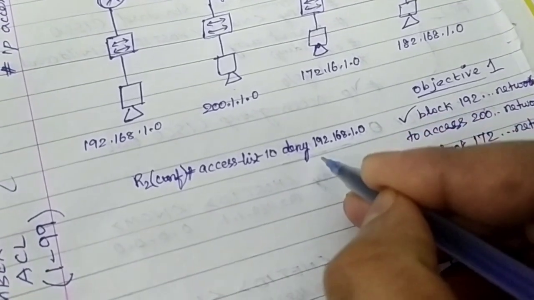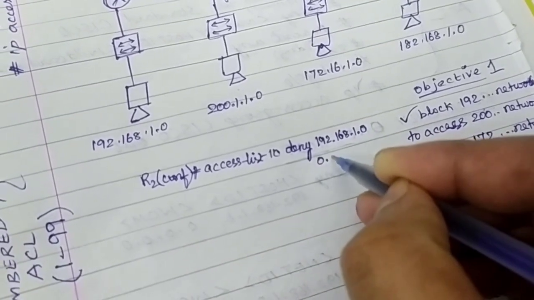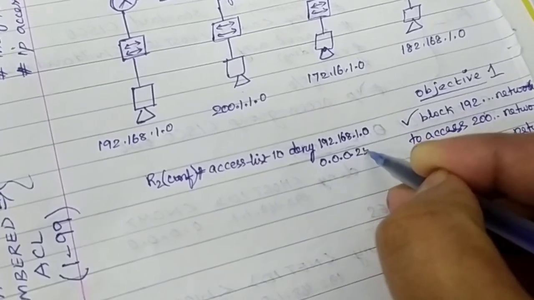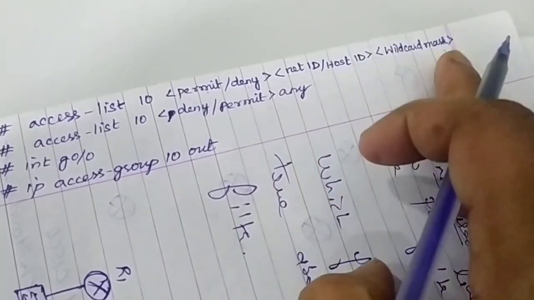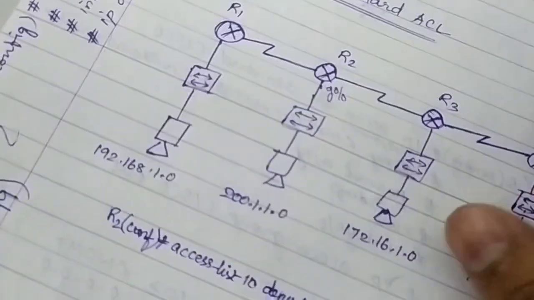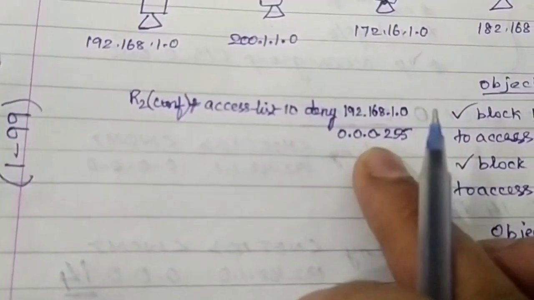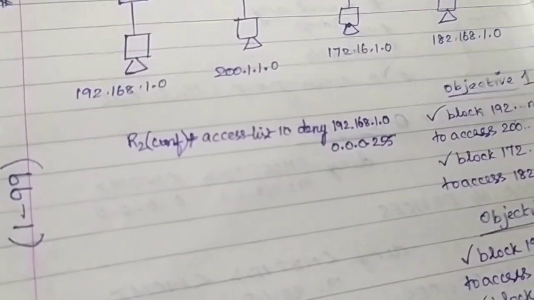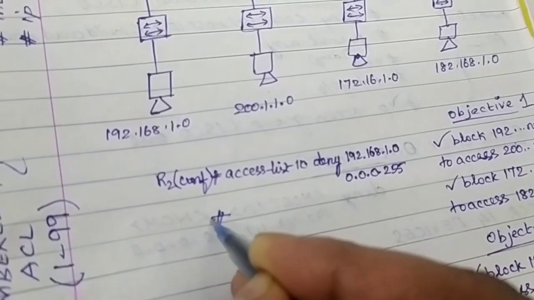I don't have space, so I am writing it in the second row. Next I have to write the wildcard mask, that is 0.0.0.255. Okay, that is what is given here. Permit or deny, then the network ID and wildcard mask. That's what I have given here. I hope you understand this particular command, right? Yes.